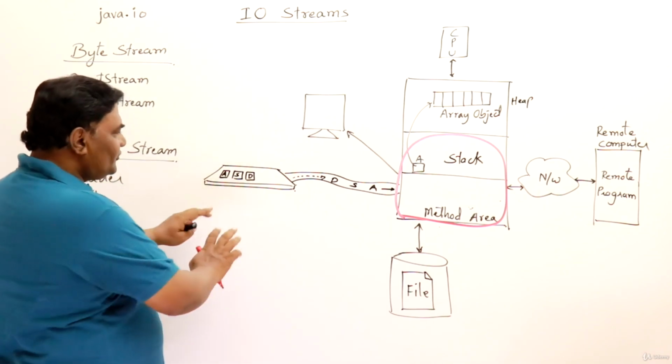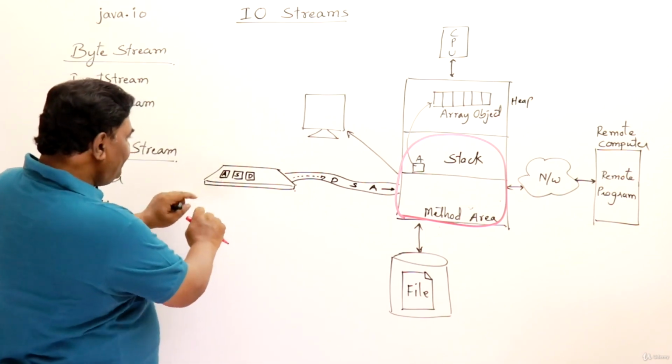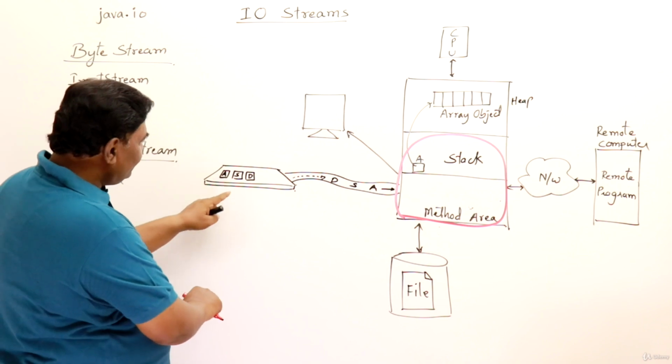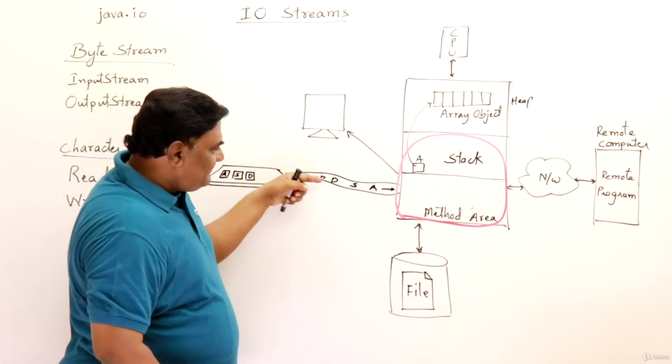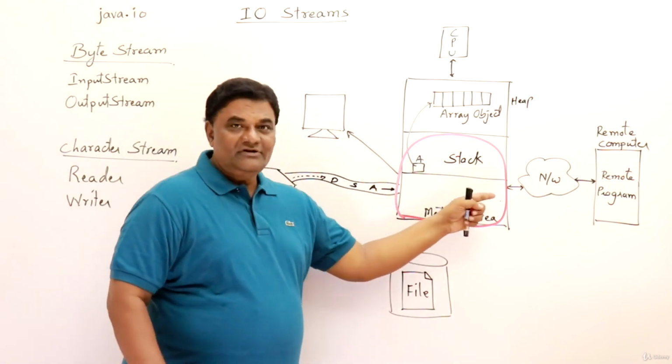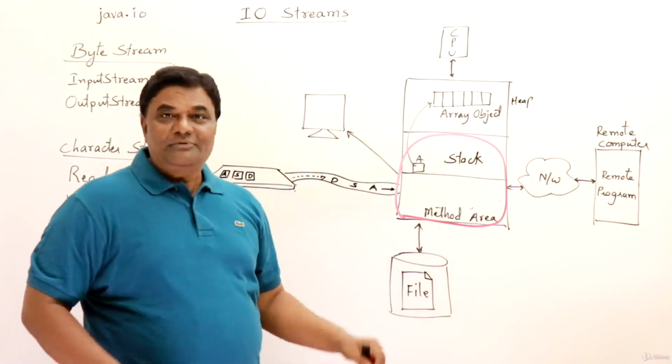See, this is a keyboard. I have shown only a few keys here. I am typing the keys. I have pressed A, then S, and then D, so that A, then S, then D is flowing through the cable of your keyboard and entering into your machine, and it is received by the program.